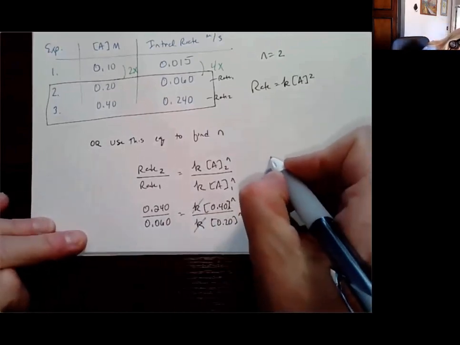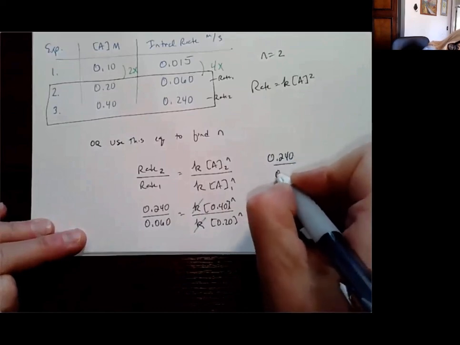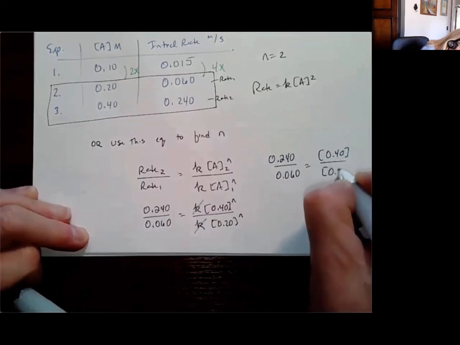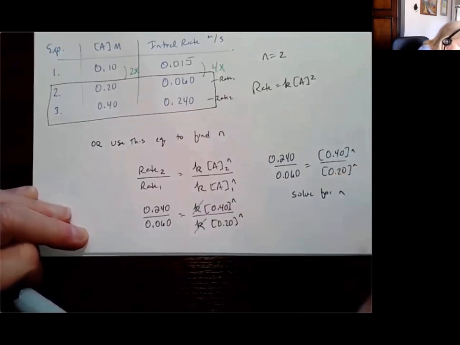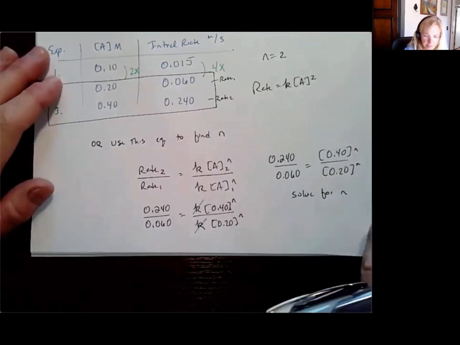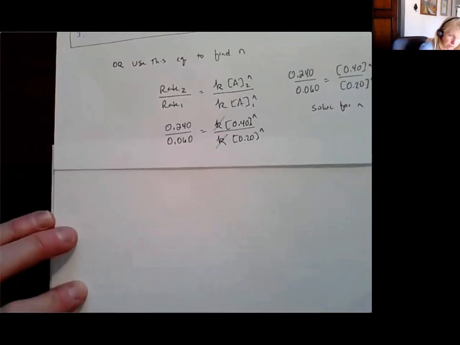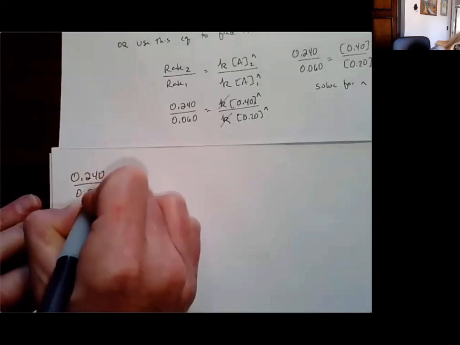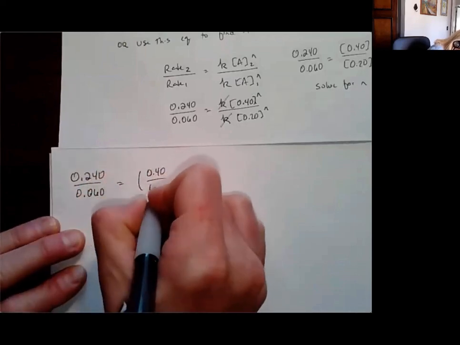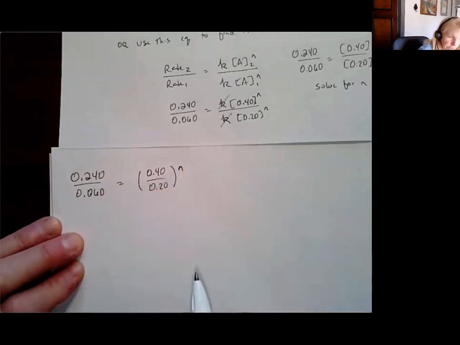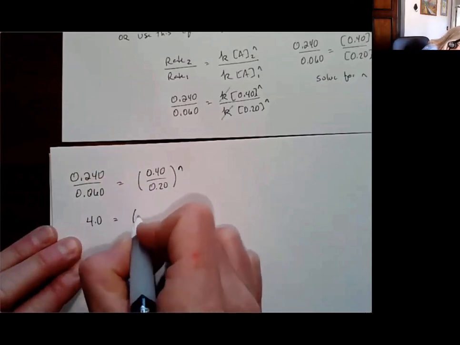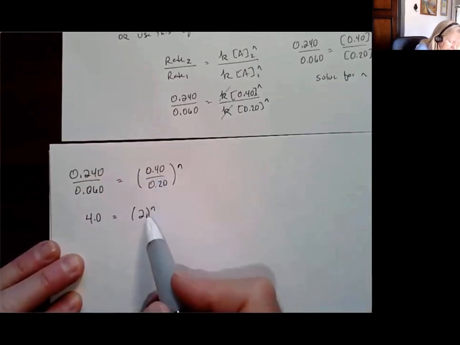So what that looks like is I'm going to have 0.240 divided by 0.060 is 0.40 over 0.20, to the N, and I'm going to solve for N. Now I'm going to work this out with you because this is probably a mathematical operation that you haven't done a lot. I'm just going to work through this really quickly. 0.240 divided by 0.060, 0.4 over 0.2. So I'm just going to pull those together, put that whole thing to N. This gives me 4 equals 2 to the N. This is going to divide and give me 2.